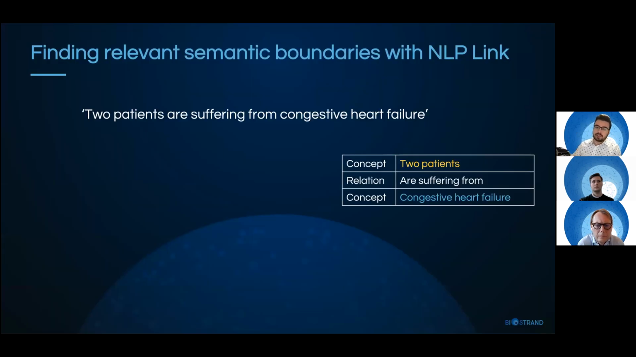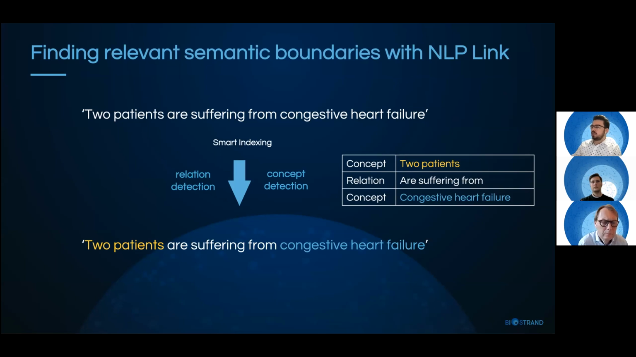So to illustrate a little bit more what we mean by that, let's look at a very simple example. Let's consider that the text is just a sentence. Here, 2 patients are suffering from congestive heart failure. So here, from this sentence, BioStrand NLP will start doing a lookup on relations and then a concept detection. And what you have at the end is a well-defined concept. The first concept is 2 patients. The relationship is are suffering from, and then the second concept is congestive heart failure.